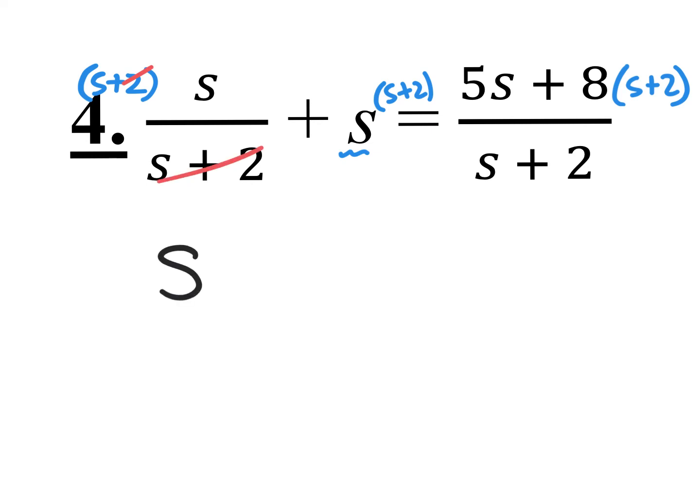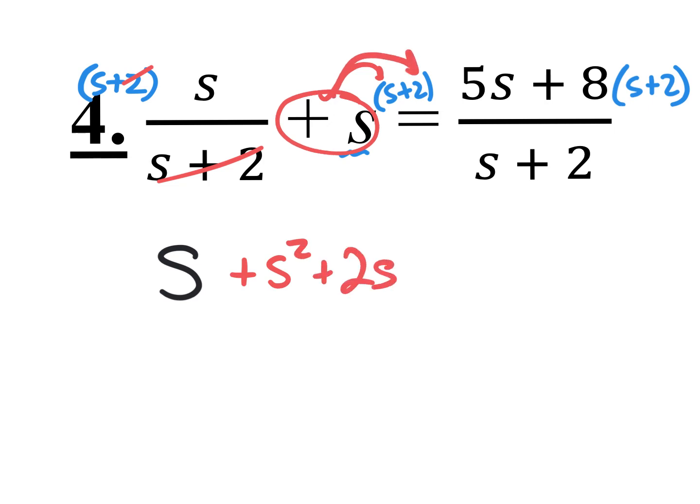A nice, beautiful s. Now, right here, this is a positive s that needs to be distributed to both. If this were a minus sign, it would be very important to include the sign in front. You'd have to distribute that minus s to both terms. But right here, it's positive s times s. Let me show my work here. Positive s times s, that's a positive s squared. Positive s times 2 is a positive 2s.